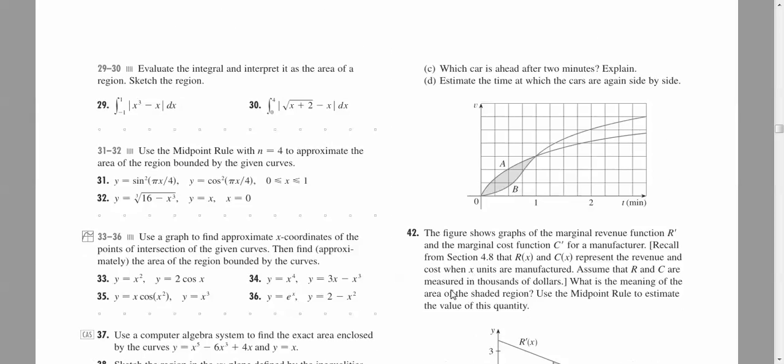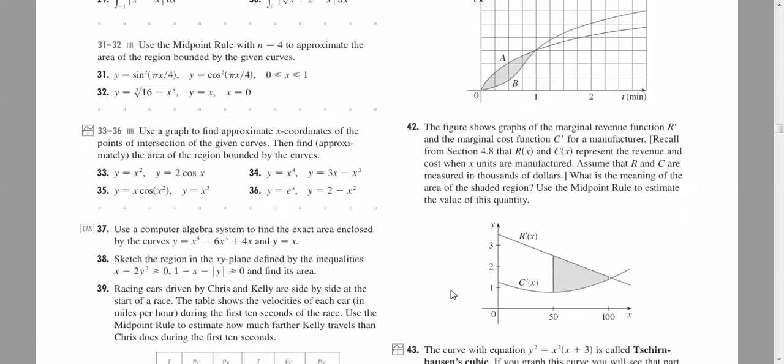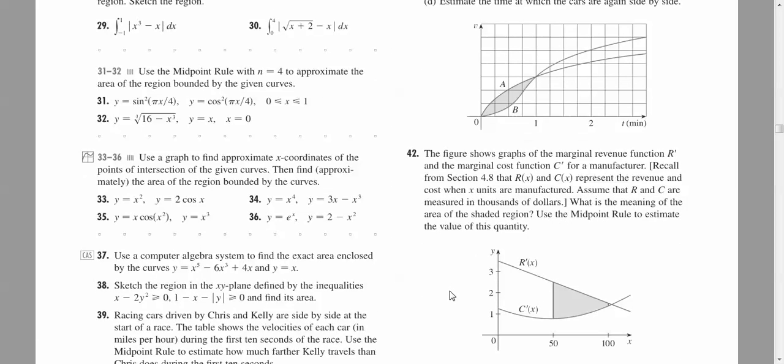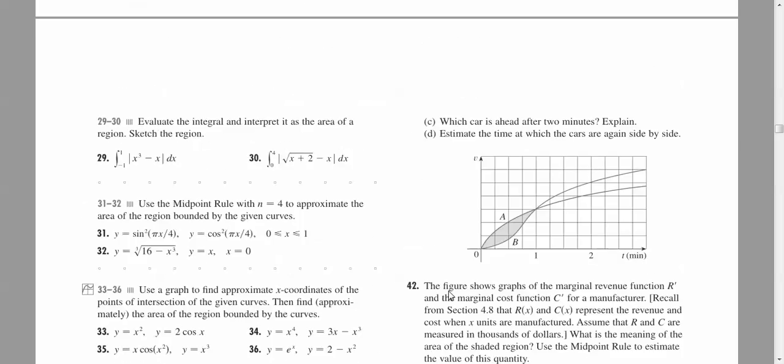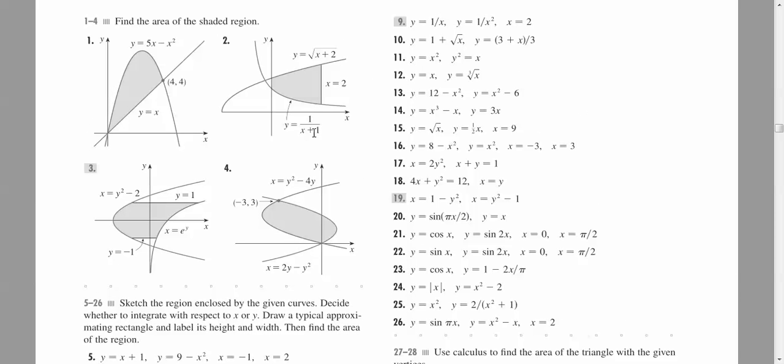Do I want to do 38? Let's see. No, we're not doing 38 until we do some other ones first. 47. Okay, I'm going to do 47. You did all of these fine? You did all the ones leading up to it?